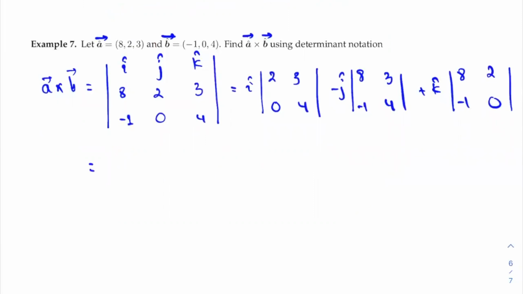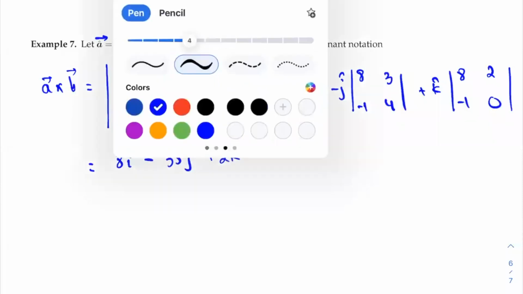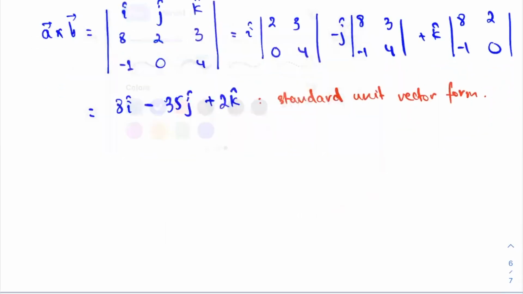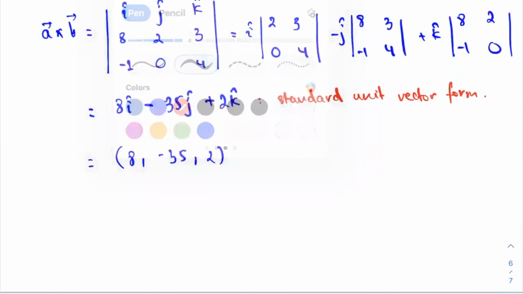If you do the 2 by 2 determinant correctly for each component, i, j, and k, you get 8i minus 35j plus 2k. Again, this form is called the standard unit vector form, because the result depends on i, j, and k. Or you can write your result in this form, 8, -35, 2, and this is called the component form.